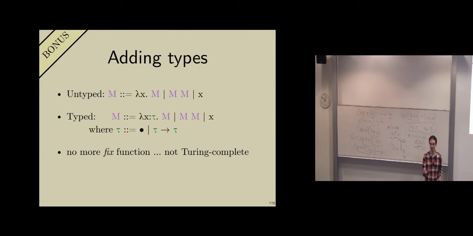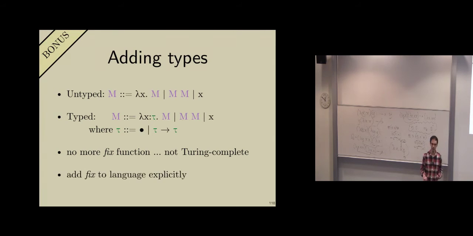You see, the fix function enabled us to do recursion, but the fix function also used this trick. And if we can't do recursion, so we can't do loops, we're actually no longer Turing complete. So what can you do?